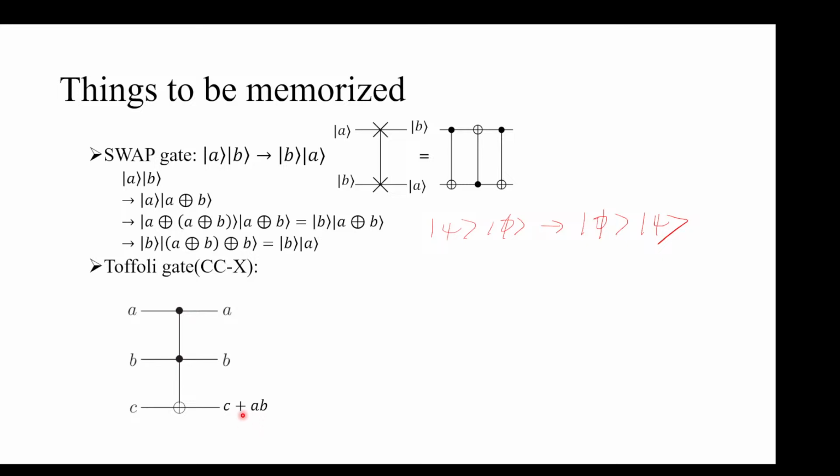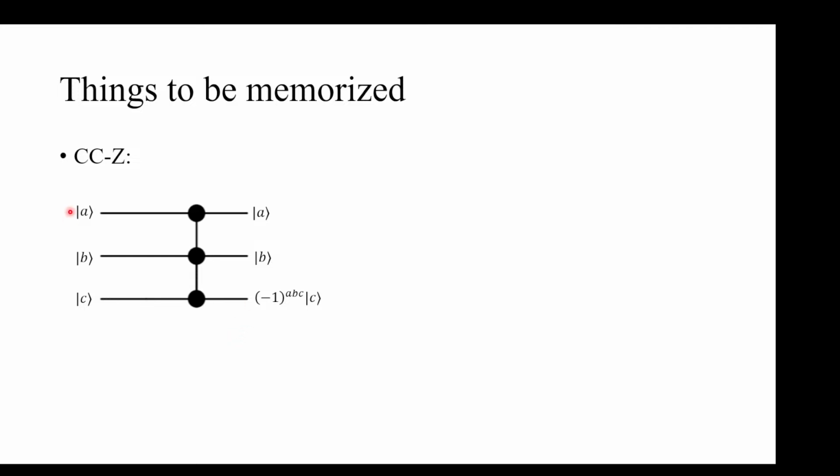And here I guess I should really say C XOR AB. Okay, we are being a little lazy. And so that's our first 3-qubit gate. That's a Toffoli gate, controlled-X, and we can also have a controlled-Z gate.